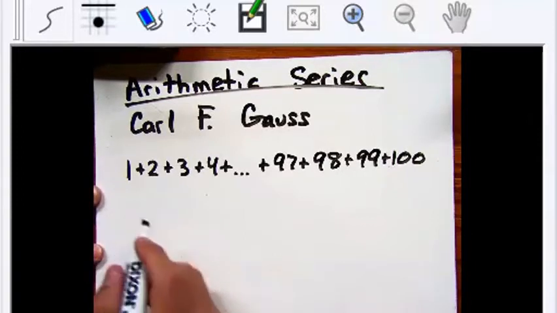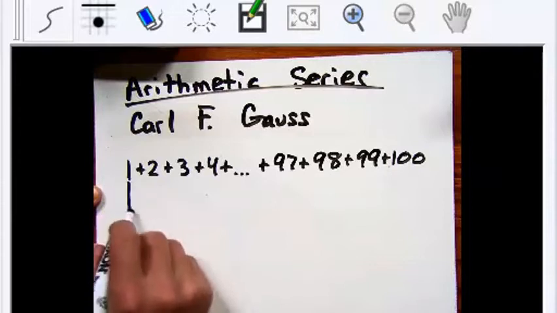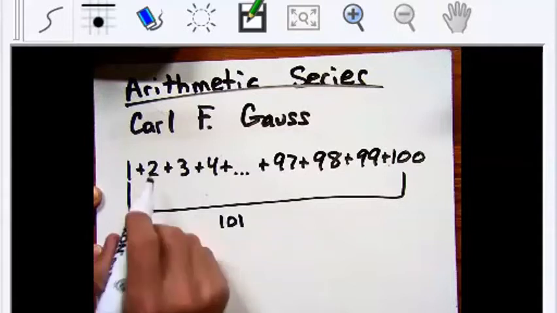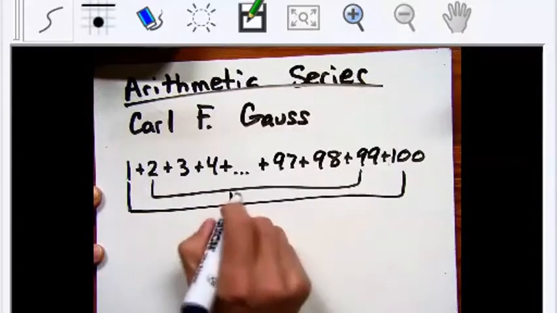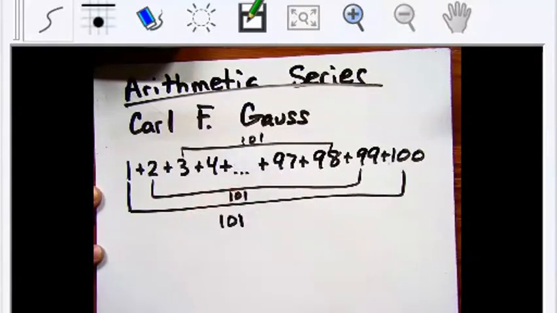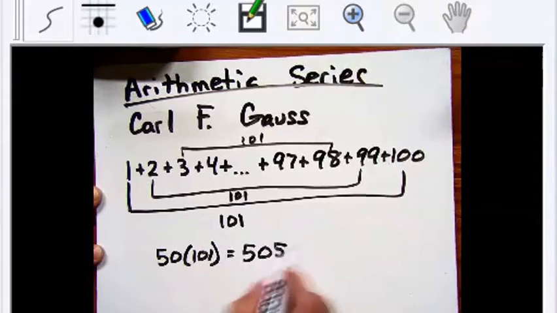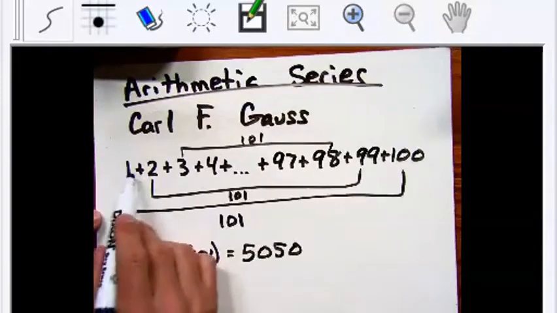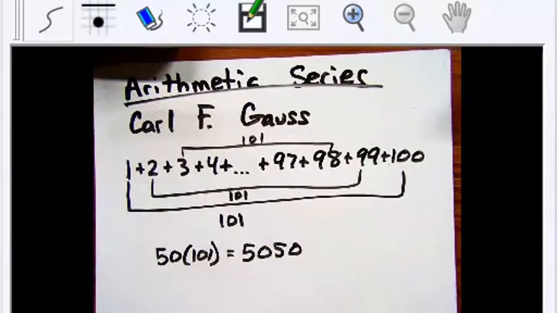Basically, it's this. Carl recognized this pattern in here where if you add up the first and the last term, you get 101. If you add up these two guys, you also get 101. If you add up these two guys, you get 101. So fifth grade Carl said, oh, I literally just have 50 101s. And okay, so here's my answer, 5,050, which is beautiful because that is essentially what we are doing with arithmetic series. This is a series, right? The common difference would be 1 in this.